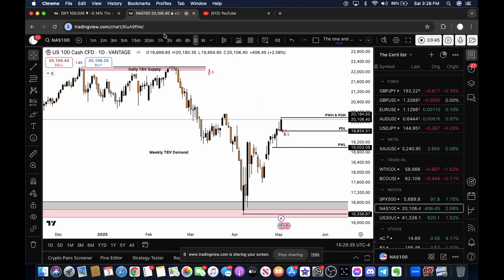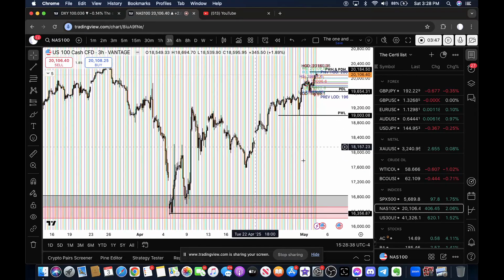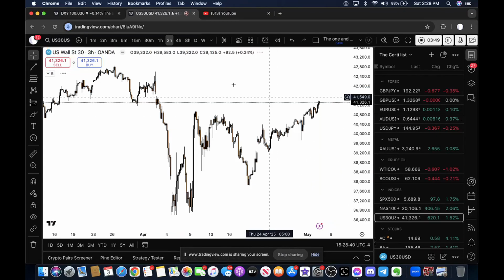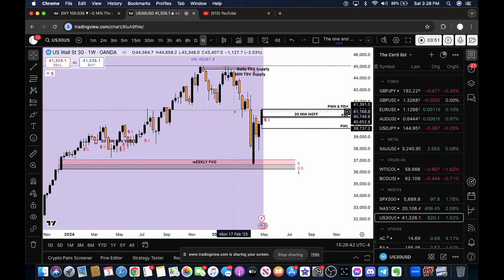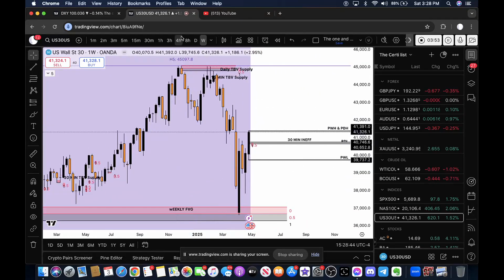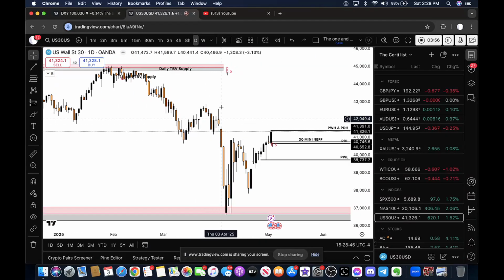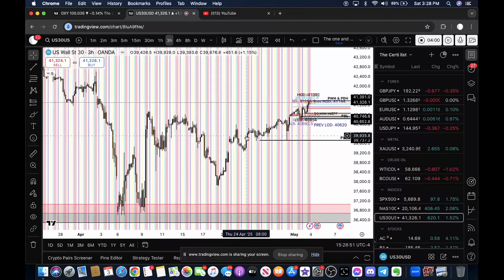S&P 500 has similar price action to NAS, so I'm not going to break that down. Very similar, if not the exact same. Bullish order flow within daily bearish structure. US 30, literally the exact same thing, coming off a weekly fair value gap. Right, daily structure is still bearish. Last valid daily lower high right here, going into the lower low. H3 bullish order flow within daily bearish structure.